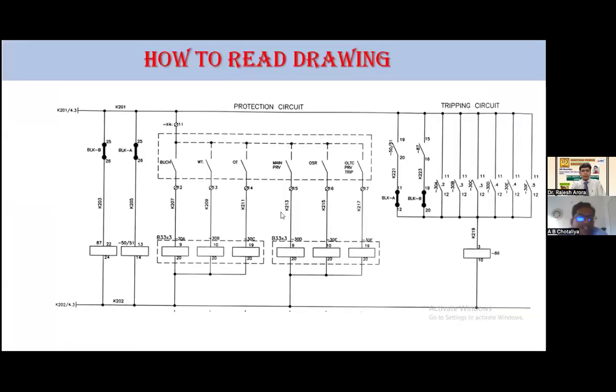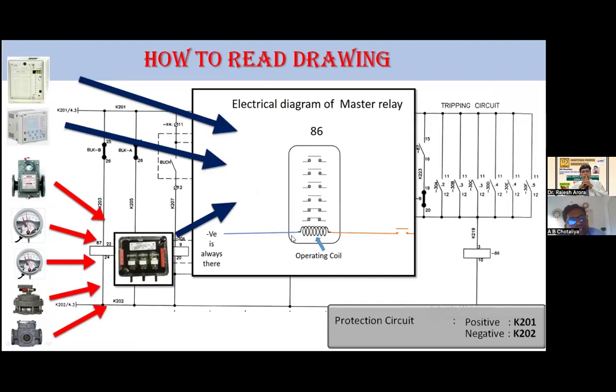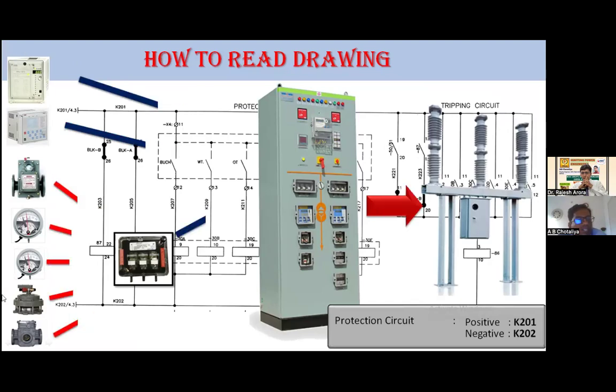Okay, as we see, all the protections of the transformer and the backup relay all give a command to the 86 relay, and the 86 relay will operate the breaker to the trip condition, right? So this is how our total protection circuit works.